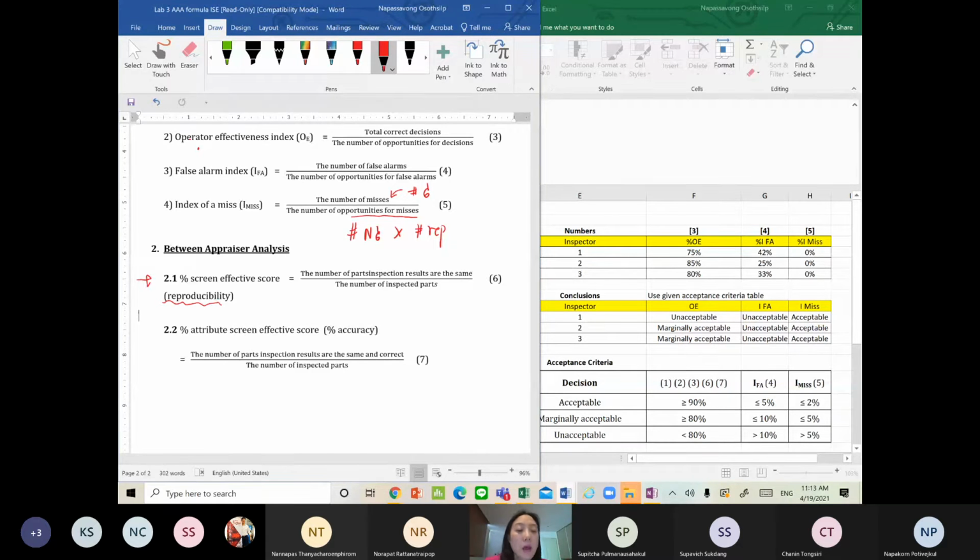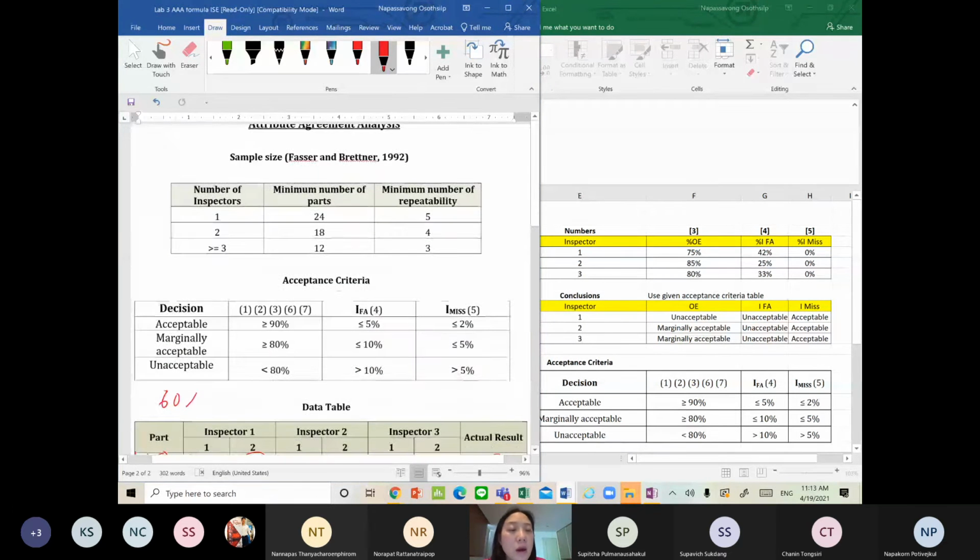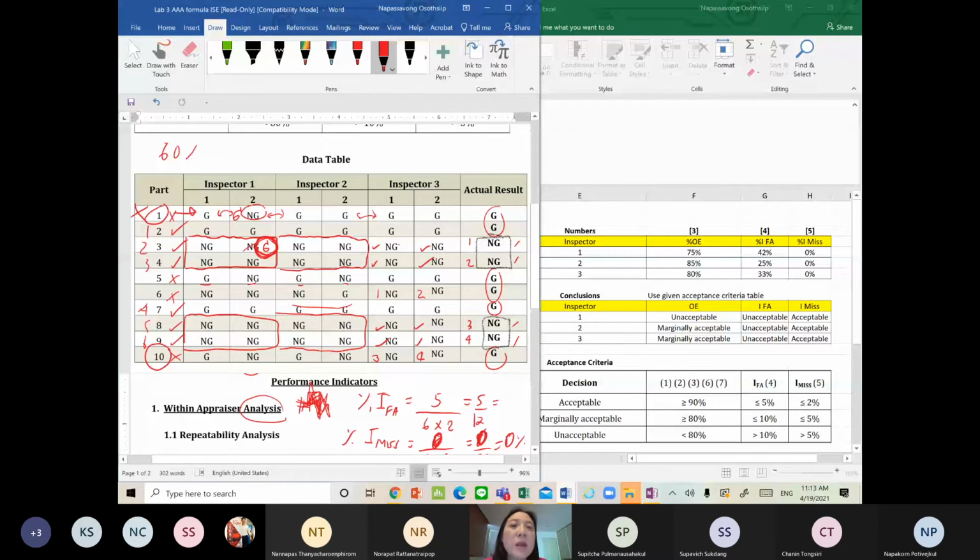And if we want to talk about the percent accuracy, you know that before it can be accurate, it has to be consistent first, right? So that means out of 6 parts that are consistent, if they are correct, that means accuracy is okay. So you take a look at the parts which are consistent, these 6 parts, and then you start to compare.